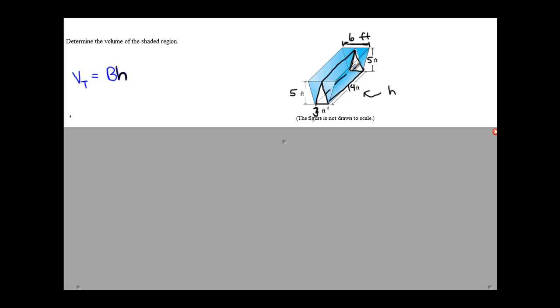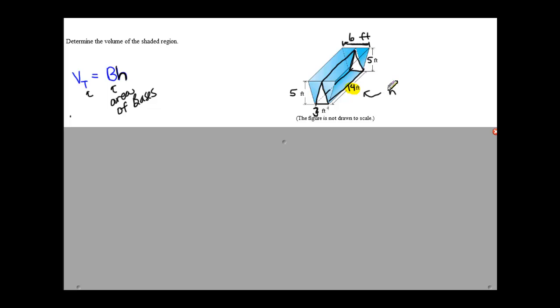Maybe that'll help you see that one a little bit better. So what we want to do is take the volume of the trapezoidal prism, and then we're going to cut out and take away the triangular prism. So let's identify, first of all, to find the volume of the trapezoidal prism, we'll need to find this capital B, which represents the area of one of the bases, there are two trapezoids, times the height of the prism.